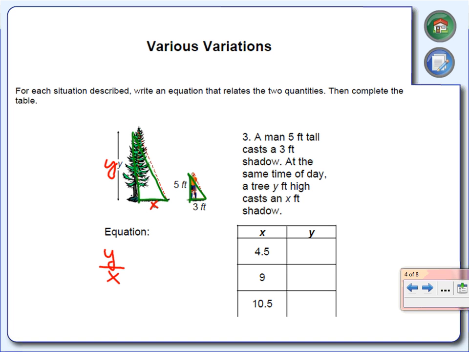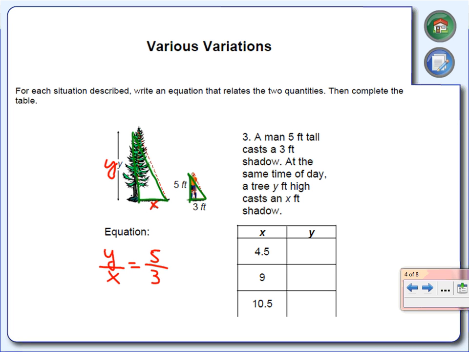What we're going to do is set that equal to the smaller triangle. Now remember, my top number was the height of the tree. So in this case, the height of the person is 5 feet, so it goes on top. This X down here on my first fraction represented the shadow. The shadow of this 5-foot person is 3. So here's the equation we have.